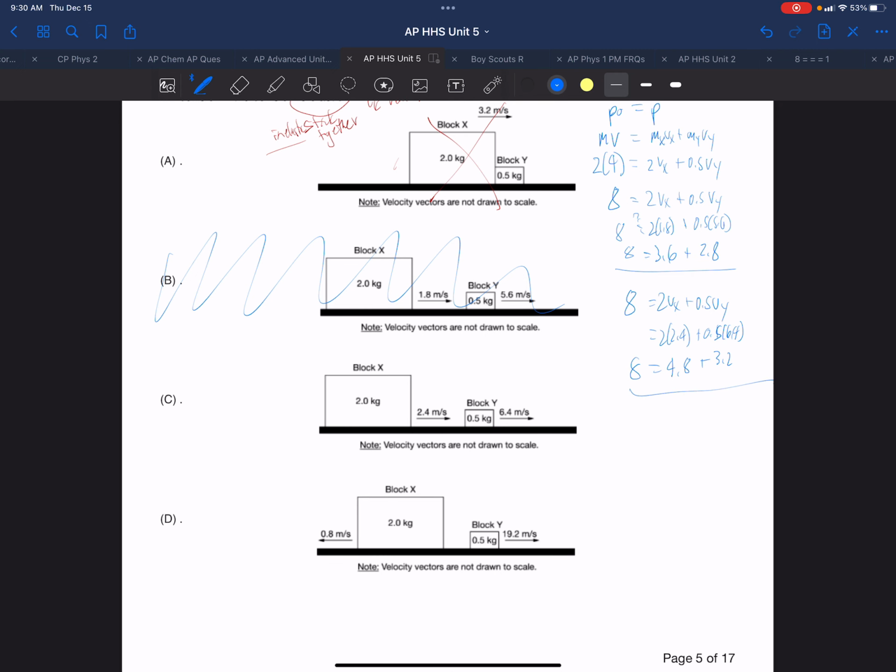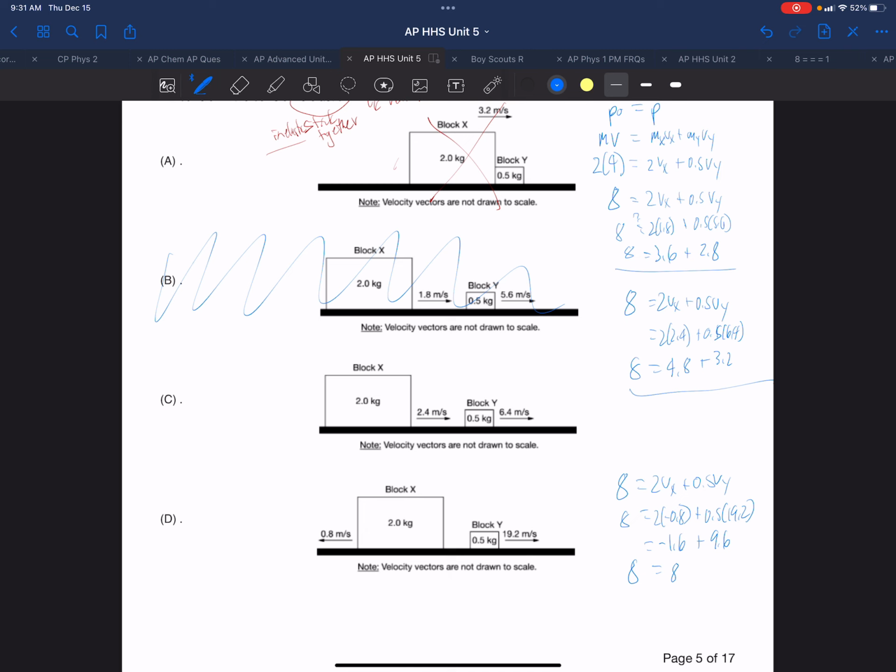Because remember, we know the momentum is conserved, but it tells us the kinetic energy must also be conserved. We won't test the kinetic energy. Maybe we can eliminate this last one. And then the last one, 2Vx plus 0.5 Vy: 2 times minus 0.8 plus 0.5 times 19.2. So this is minus 1.6, and half of 19.2 is 9.6, so that is 8. So you can see the momentum is conserved in both of these instances.